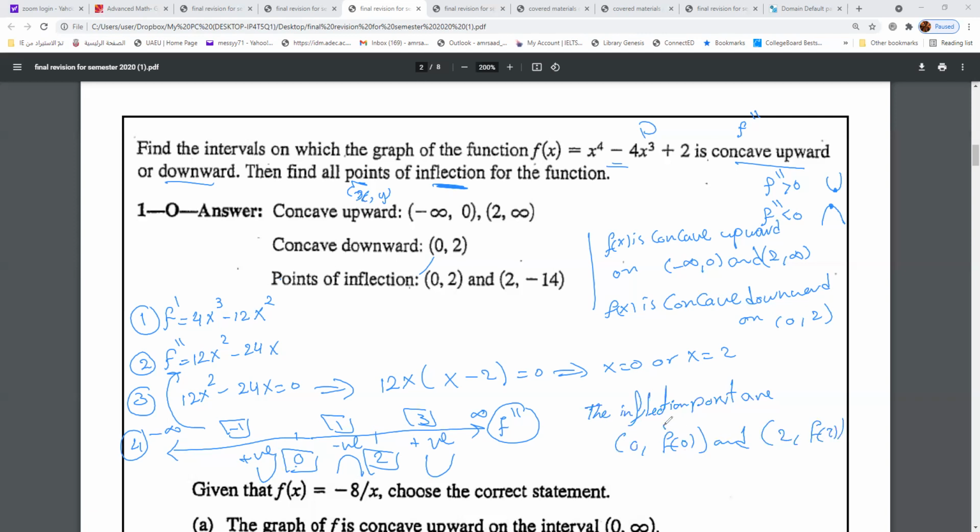You have to replace in the original function to find the y coordinate. So it will be 0 and 2: if you replace 0, it will be 2. And f of 2 means negative 14. Just replace here and use your calculator to find it.